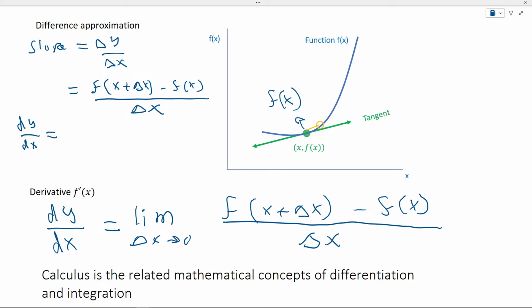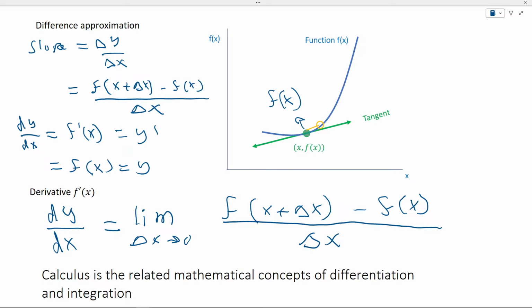That is equal to f prime x. So f prime x is equal to dy over dx. That is also equal to y prime. So your original function is, let's say, f of x, y equals f of x.